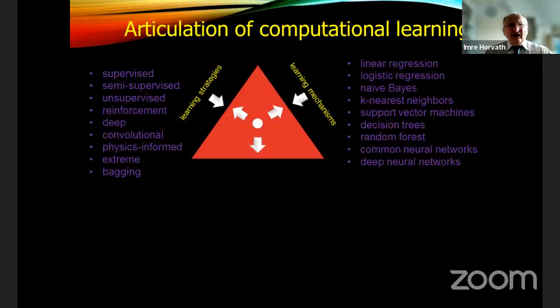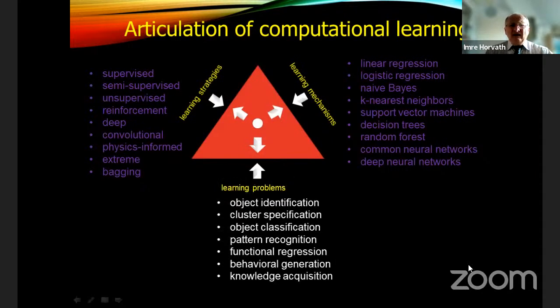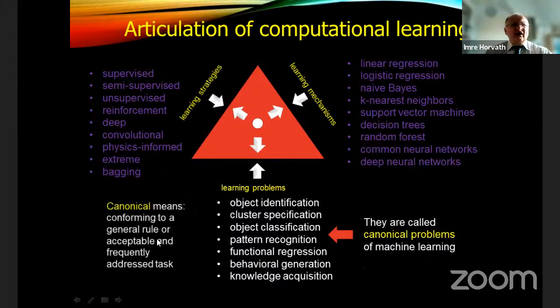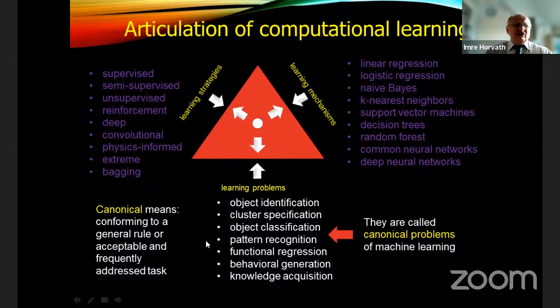So you have seen this figure already. What I would like to talk about is the learning problems at this very moment. And then it might be a little contribution to the understanding which is needed, for instance, to answer the questions we heard at the end of the previous lecture. So these are the major learning problems, and they are called canonical problems of machine learning because canonical in this context means conforming to a general rule, this is what they reflect, and acceptable and frequently addressed tasks.